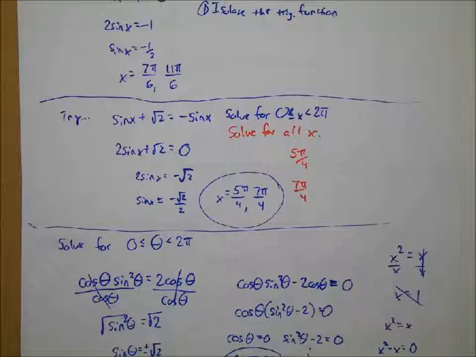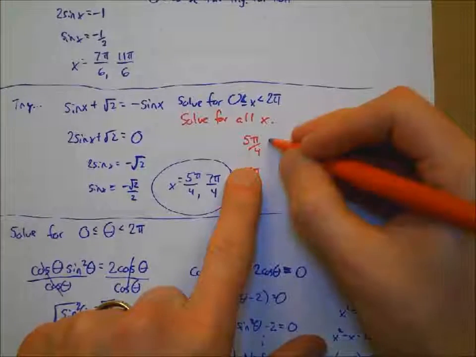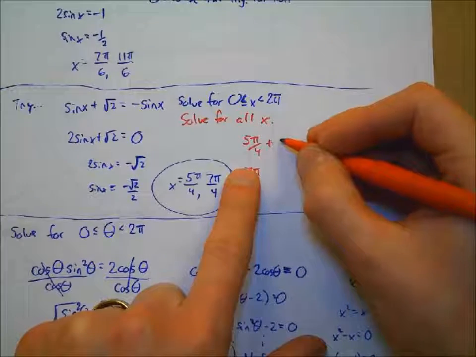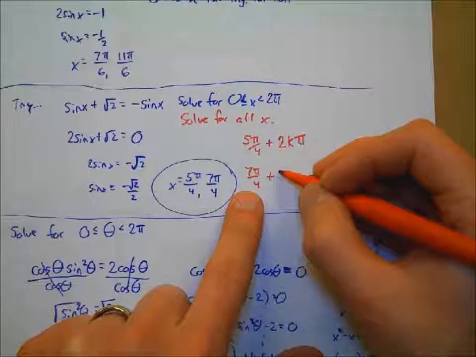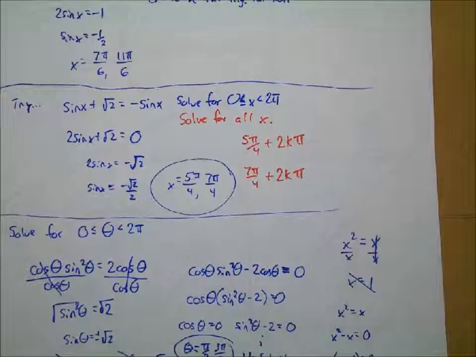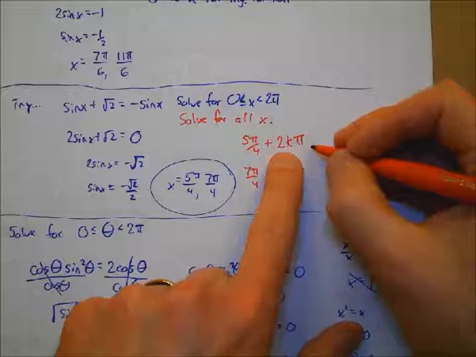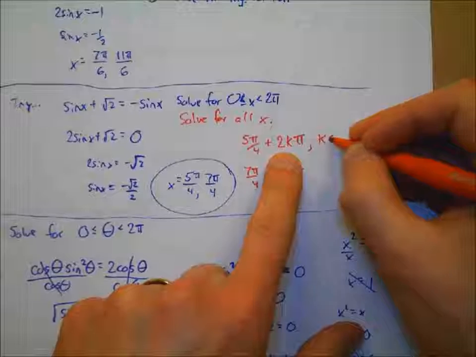And so, if we take 5 pi over 4 and we add multiples of 2 pi, or as I'm going to call that, 2k pi, and the same thing with 7 pi over 4, if we add 2k pi to that, that will give us our additional solutions. Now, we need to be a little bit more careful here. I'm going to specify that k is an element of the integers.